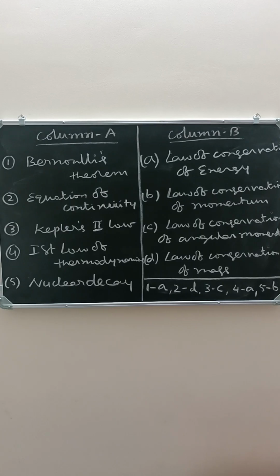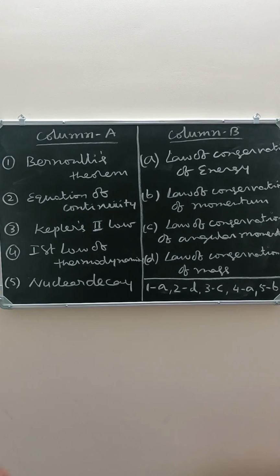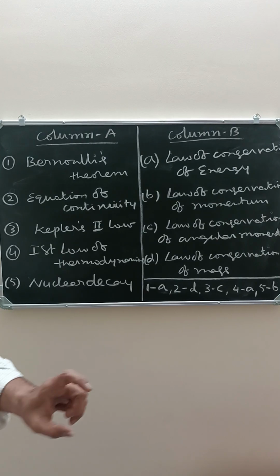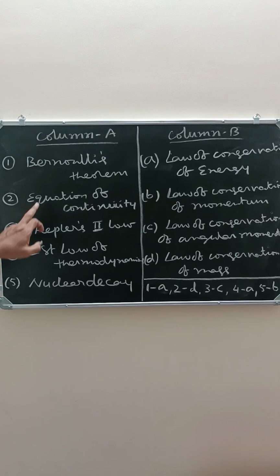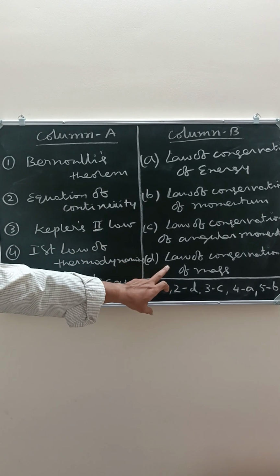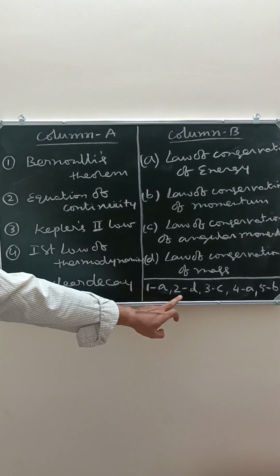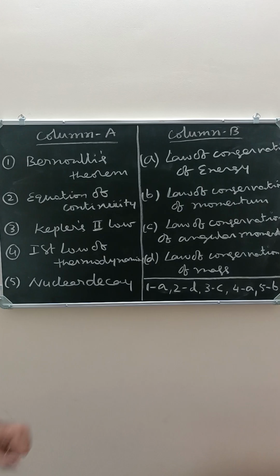Next, second, equation of continuity. The equation of continuity states that the mass of liquid or fluid passing through a cross section per unit time remains constant. So here mass is constant, as given in the statement. So the equation of continuity is the result, or consequence, of the law of conservation of mass. So 2 is matching with D. That is correct.